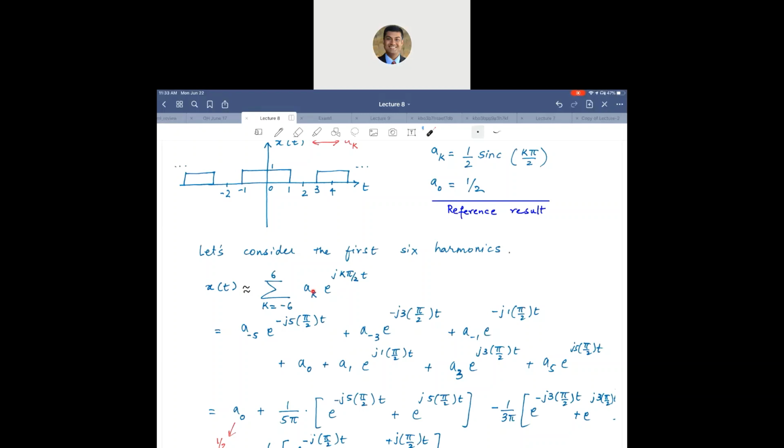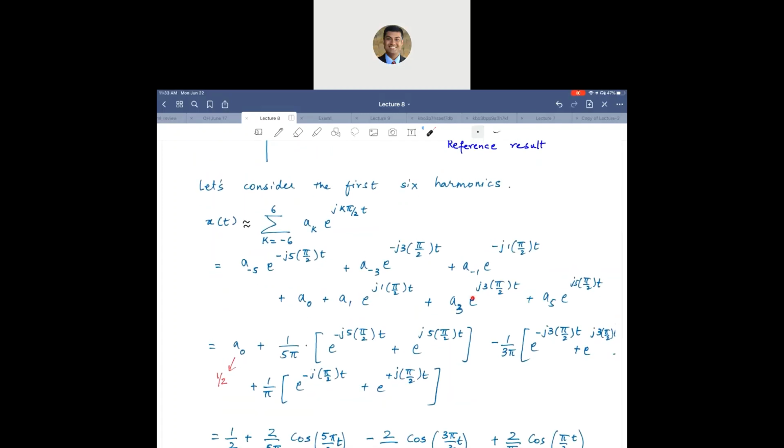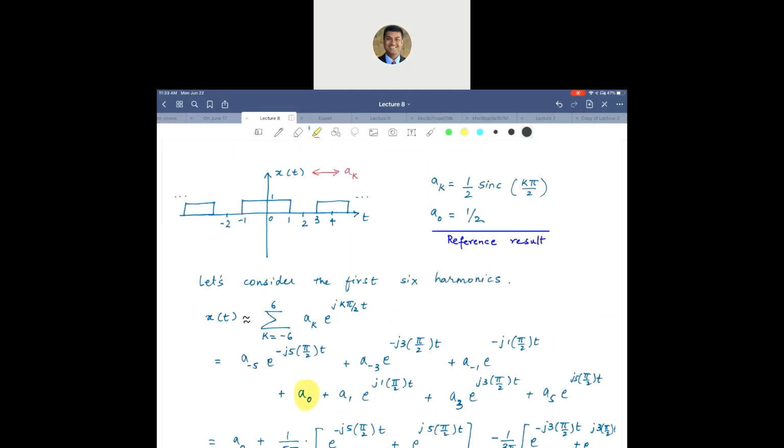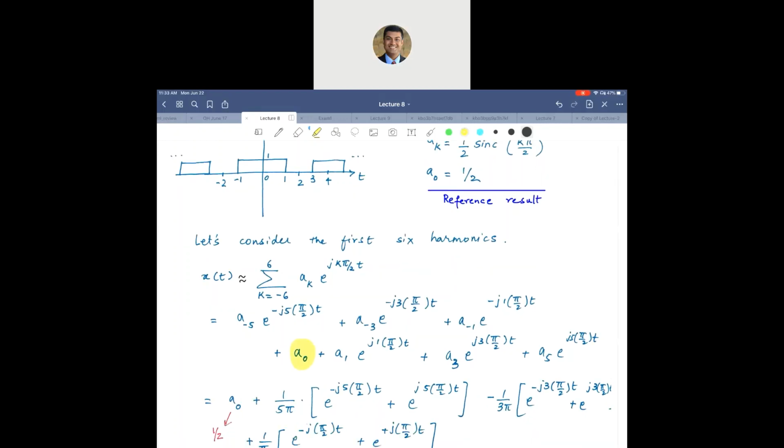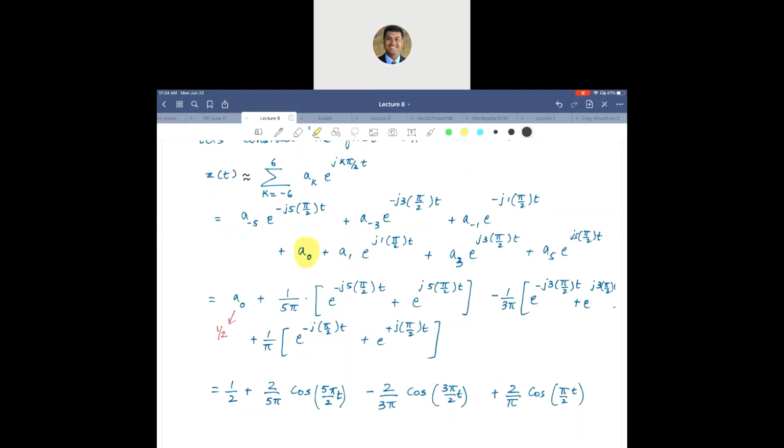Now you expand this into 1, 2, 3, 4, 5, 6, 7 terms, one of them for a sub 0, the other 6 for all the odd components, all the odd harmonics. All the even harmonics turned out to be 0 because of the sinc function evaluating to 0 at those k's. So you only got 7 components here. Now what you can do is this. In order for you to simplify, leave a sub 0 as is.